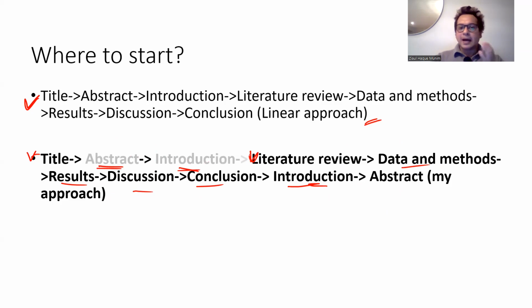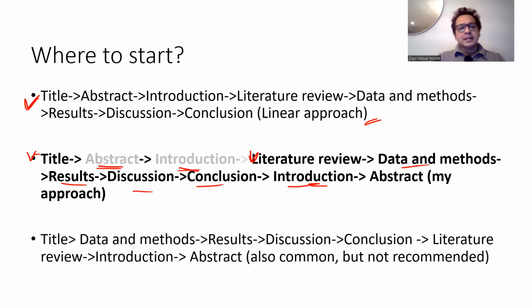I always start with the literature review almost all the time. I go to a database, Scopus or Web of Science, I do some Boolean search and I find the literature. I start writing about it and then proceed with the data, method, results, discussion, conclusion, and then come back to the introduction and abstract. Some people might do data, method, results, discussion, conclusion, then the literature review and introduction, and then the abstract. But I don't recommend it for a master thesis.